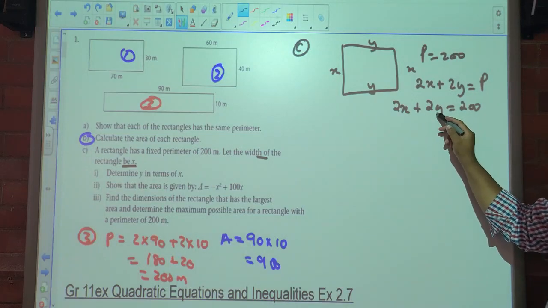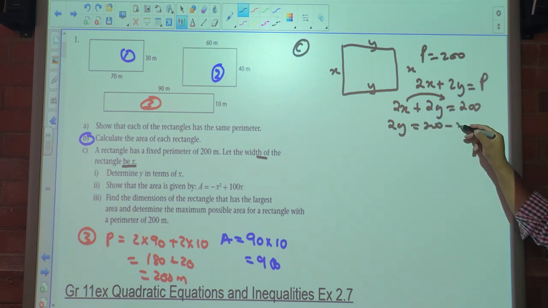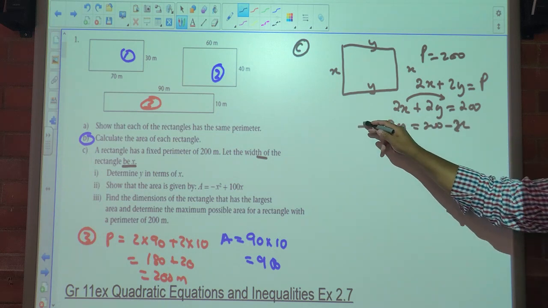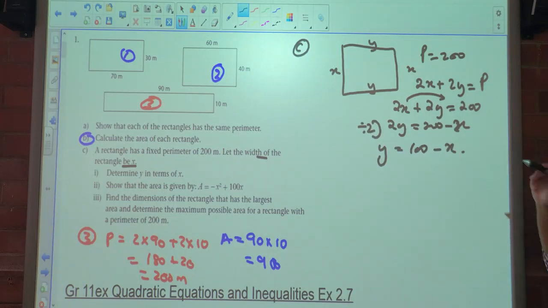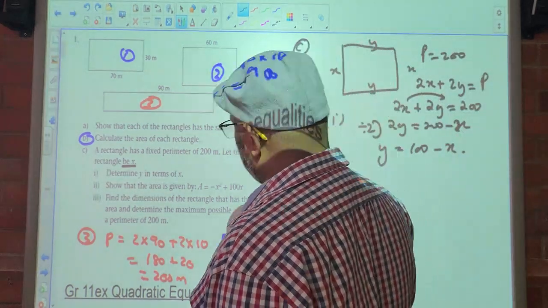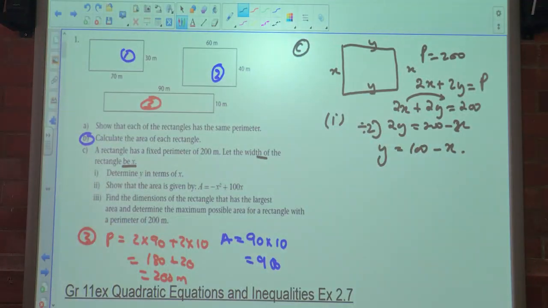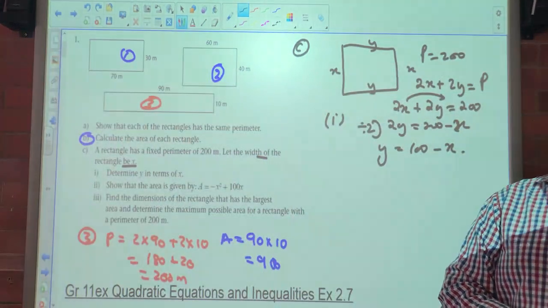So I'm going to make y the subject of the formula, take that over. So 2y is equal to 200 minus 2x. So what do I do? Divide by 2. So y is equal to 100 minus x. So that's the answer to C1. Yes, we always make y the subject of the formula because we always want to work with one unknown. You can complete the square if there's an x or a z or an a in there, but we are used to having an x there.